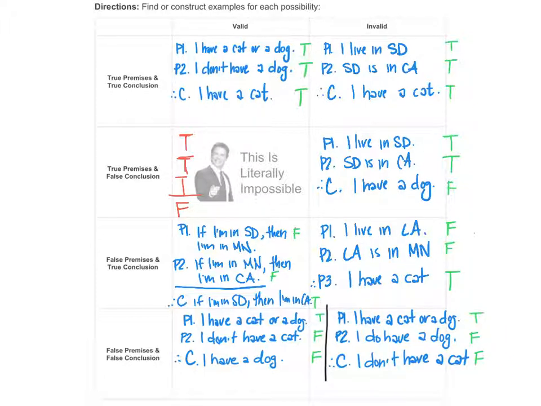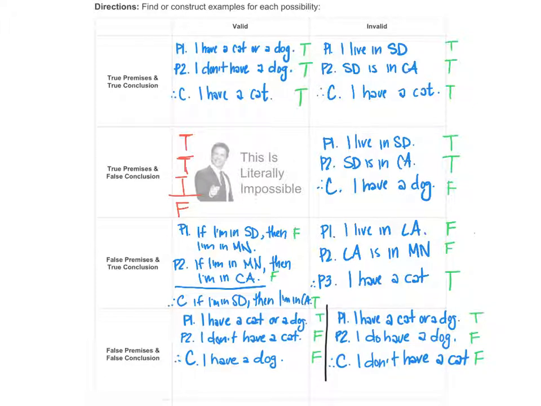Another way of putting it is, if the conclusion is false, then one of the premises has to be false. At least one has to be false, because the TF case can never happen. And alternatively, it's impossible for all of the premises to be true and the conclusion false, because if this was possible, it would be invalid, right?